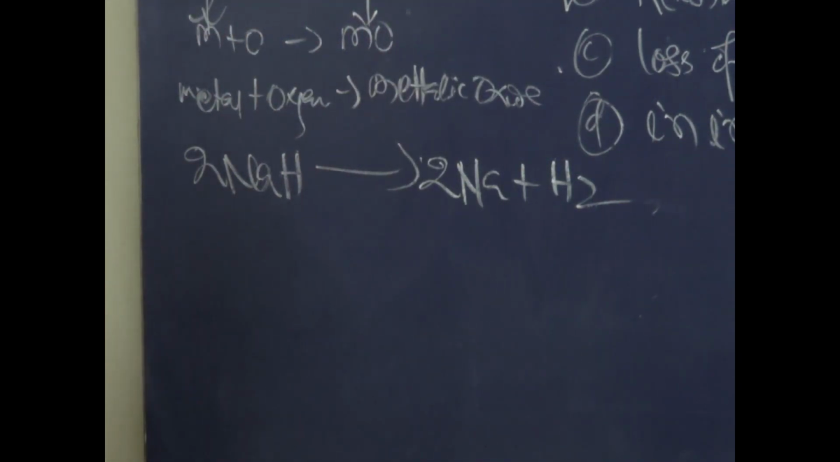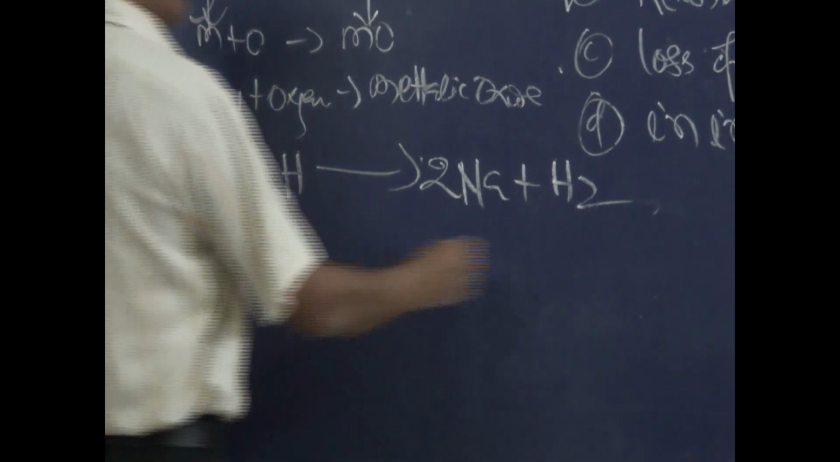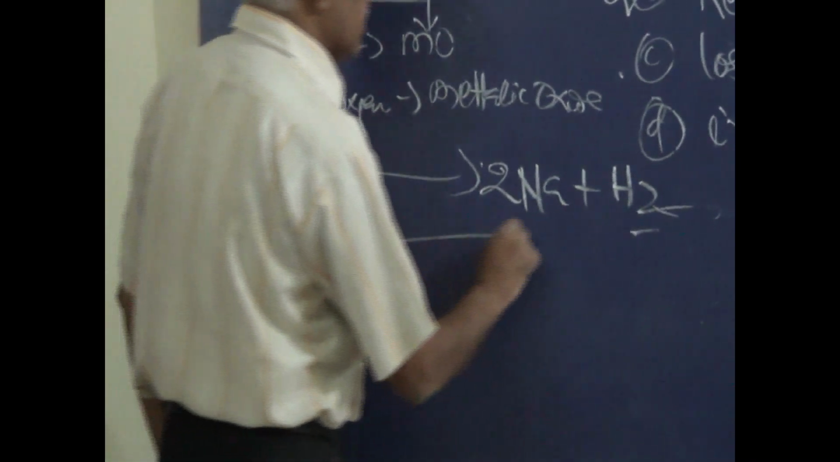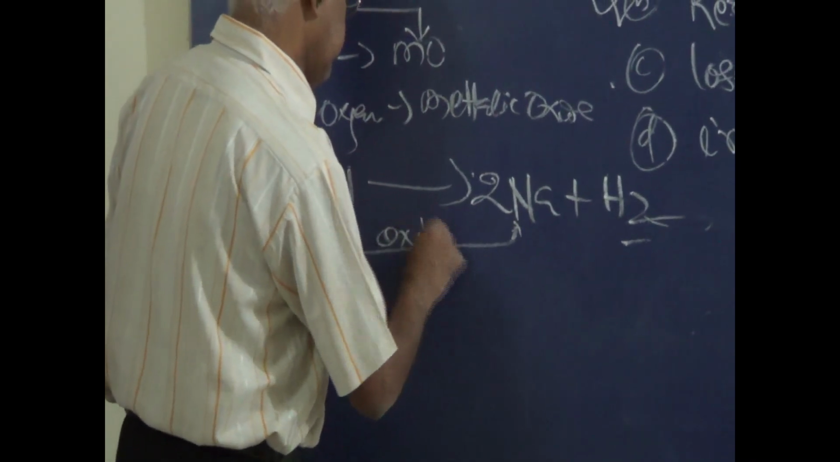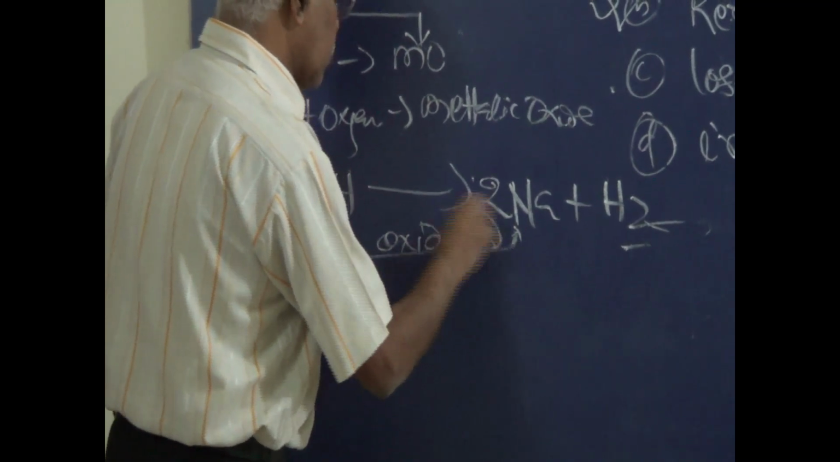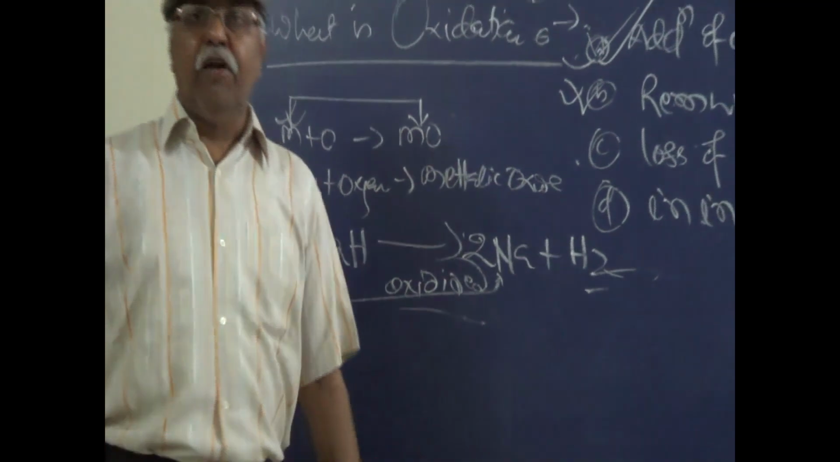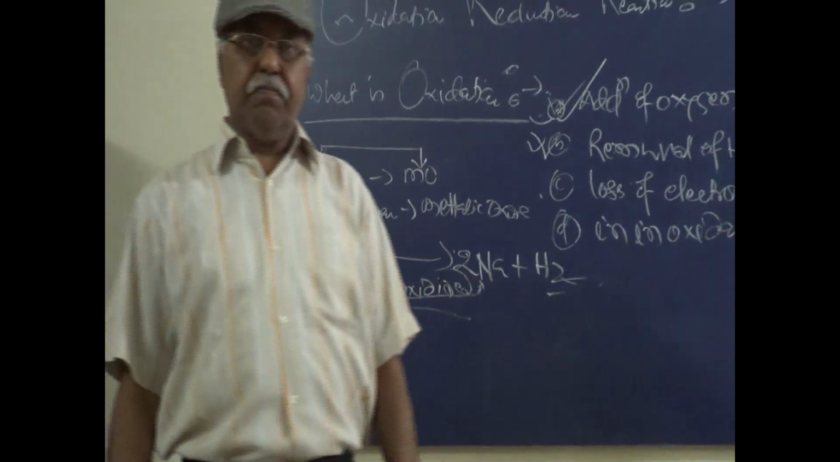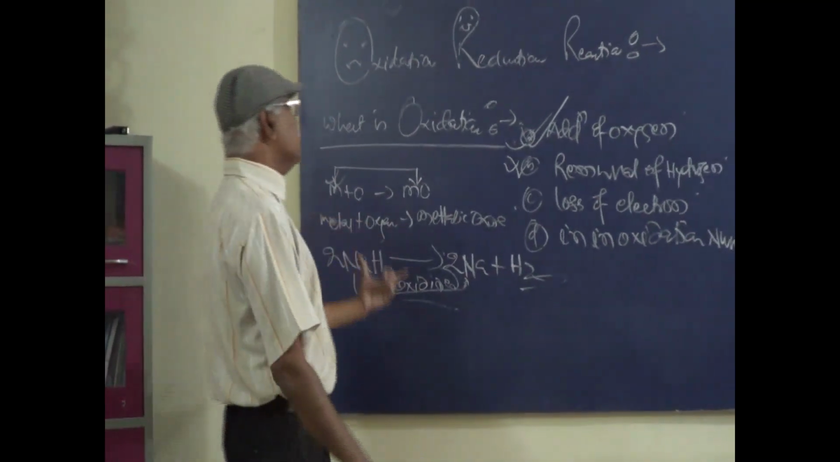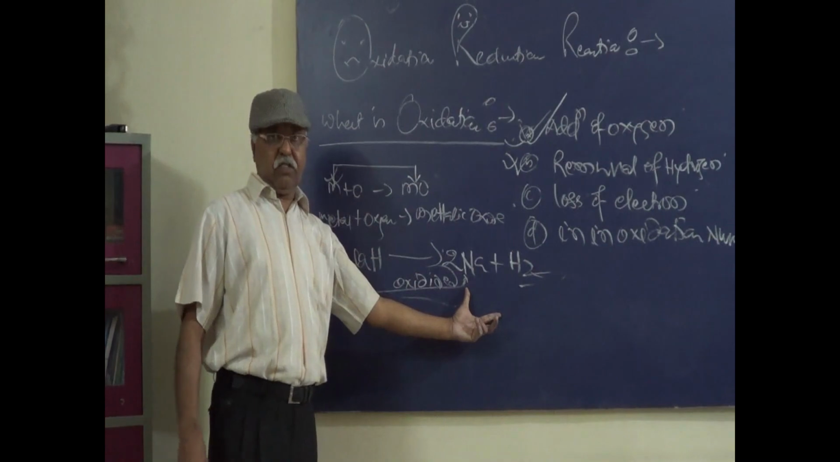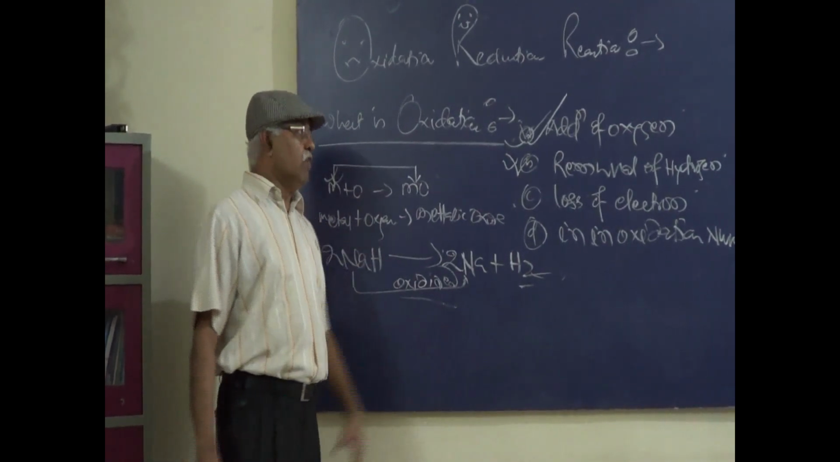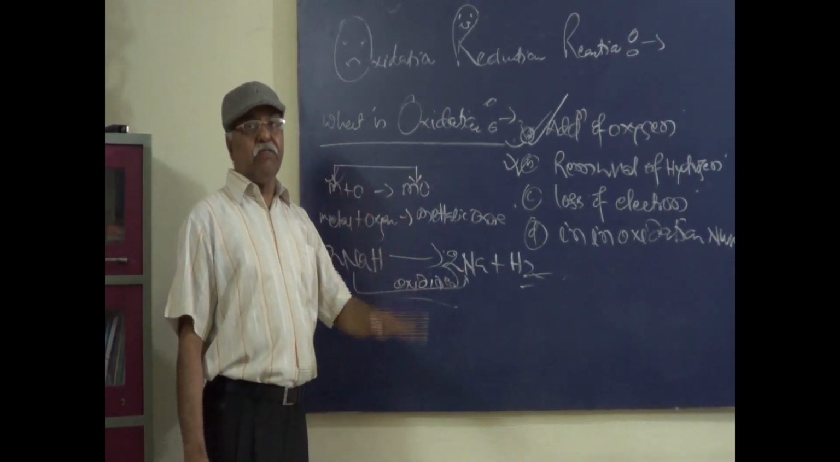Now here, hydrogen is removed, so again it is oxidized. Removal of hydrogen is oxidation. So here, although there is no oxygen, it is oxidized, by removal of hydrogen. Now let me come to the part, this is a small activity.